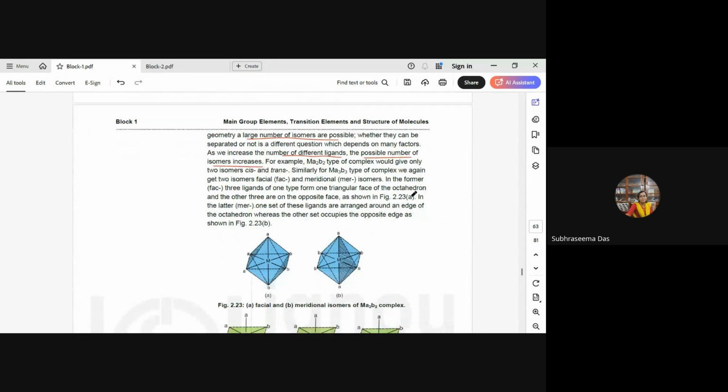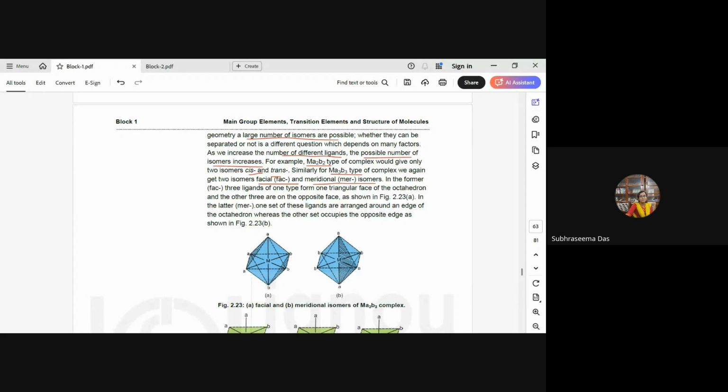For example, we will take a complex of MA2B2 type. Here the coordination number is 4 and it is a square planar complex. For such complexes, only two isomers, the cis isomer and the trans isomer, are formed. If we take an octahedral complex of MA3B3 type, since it is octahedral and the coordination number is 6, we again get two isomers: one is called the facial isomer and the other is called the meridional isomer.